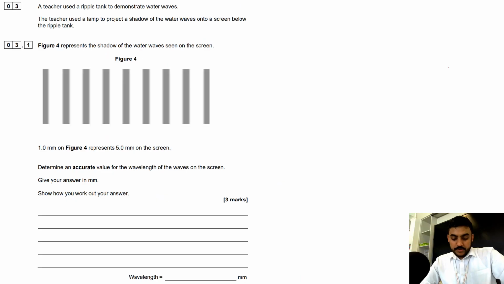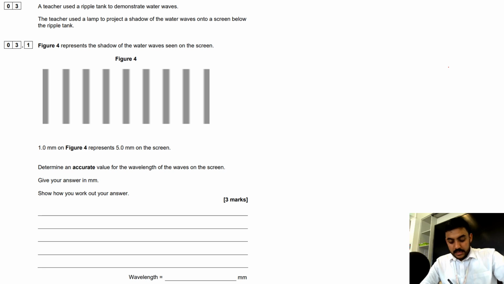The teacher used a ripple tank to demonstrate water waves. The teacher used a lamp to project the shadow of the water waves onto a screen below the ripple tank. Figure 4 represents the shadow of the water waves seen on the screen. 1 millimeter on figure 4 represents 5 millimeters on the screen.